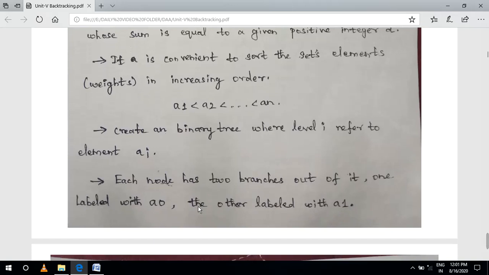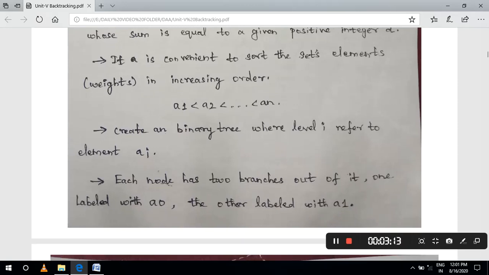Next point: each node has two branches. You convert it into one root, with one left child and one right child. We create the first level as the root, the second level as 0 and then 1. For example, you give a label for a0 and a label for a1. This is the logic.